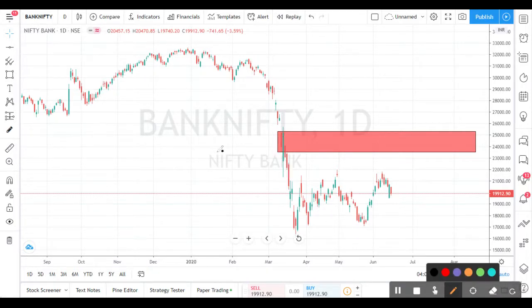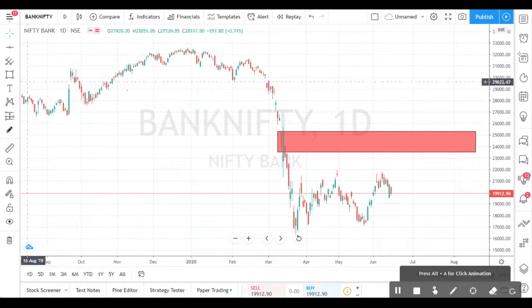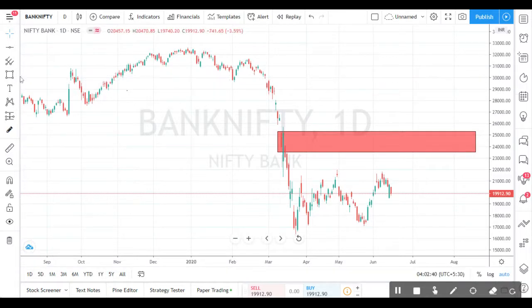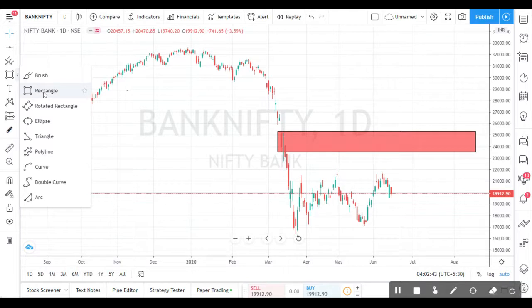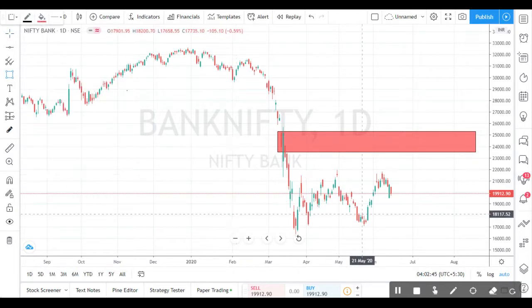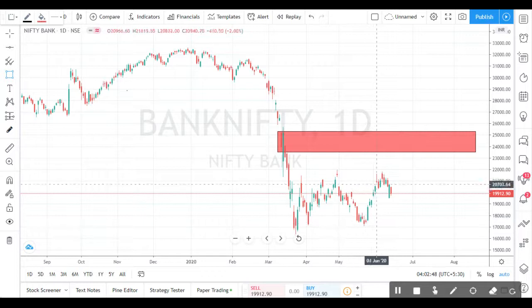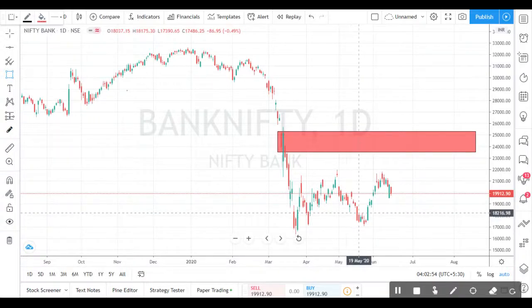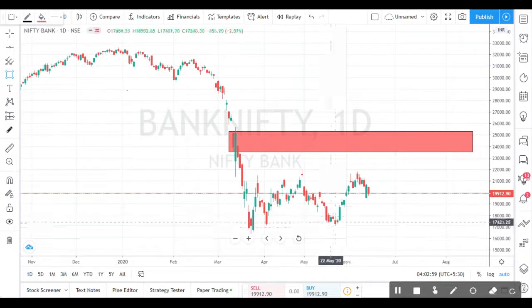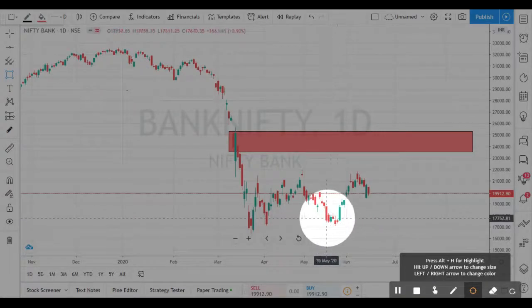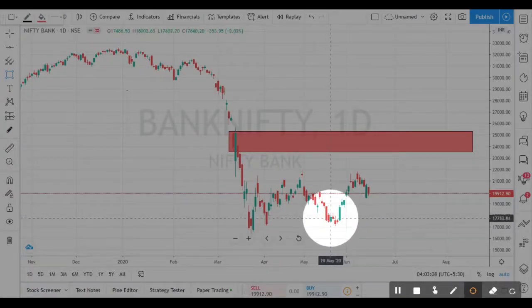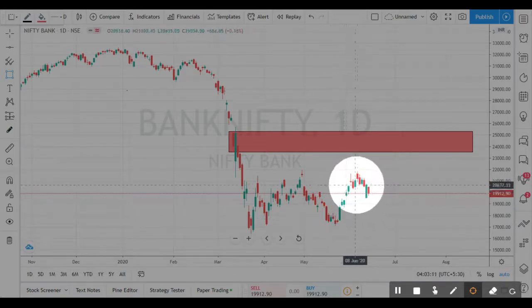So my friend, now we will plot the demand zone. Same, from here we will take rectangle, and where the price has started moving higher, the follow through candle, this small doji candle, I will zoom in and show you all these small doji candles where the price has started moving higher.